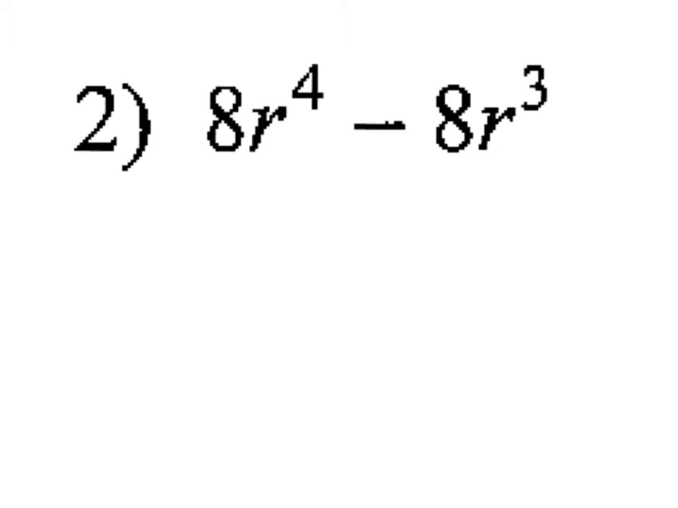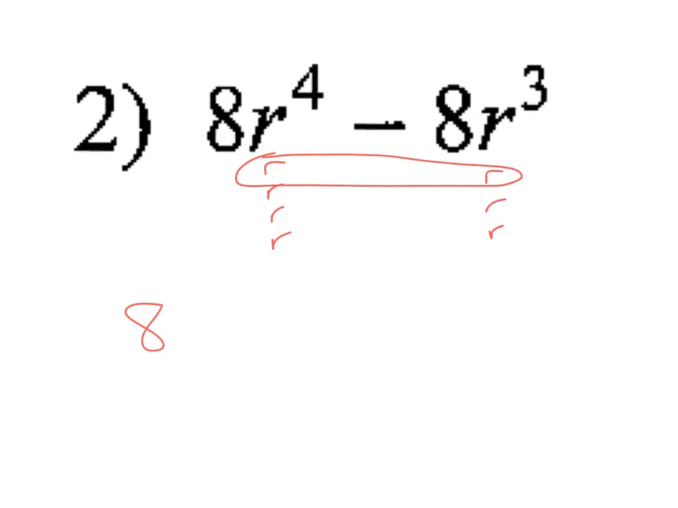Okay, so on number 2, the biggest number that I can pull out here would definitely be an 8. And then let's keep in mind that this guy has 4 r's and this guy has 3 r's. So again, it's how many do they have in common? Really what's going on is just pull out the smallest. You got 4 here, 3 here. The most you can pull out of both would just be the 3. And so I'm going to have 3 r's on the outside here.